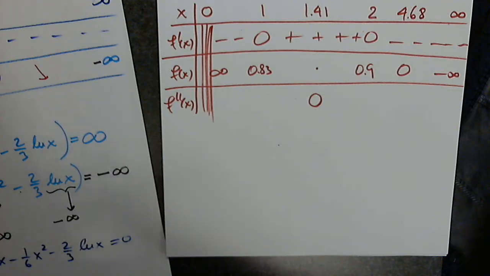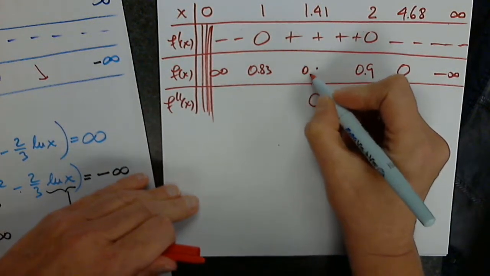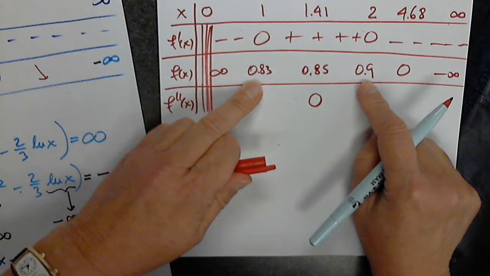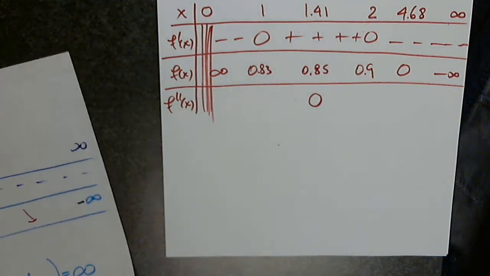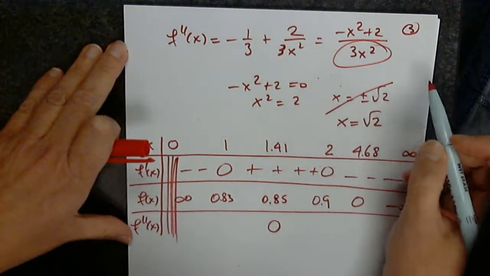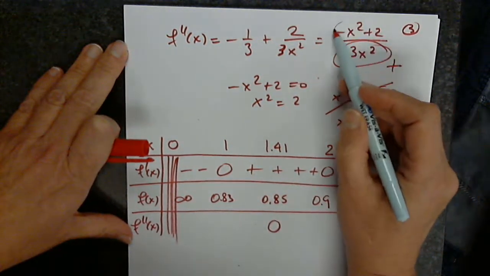So I have to go back to the function and plug in the square root of 2. So the square root of 2 minus 1 divided by 6 multiplied by 2, because it's squared, and minus 2 divided by 3, and then natural log, really, of the square root of 2. Wow. Okay, I got 0.85. Has to be a number between.